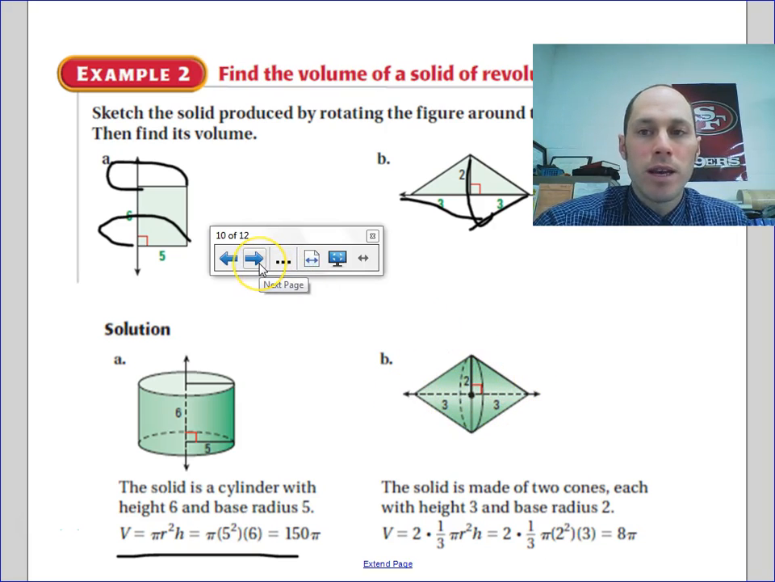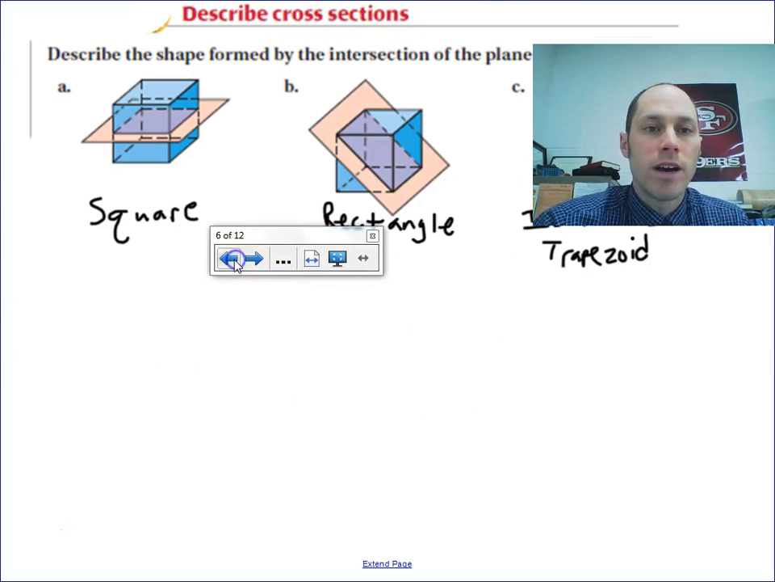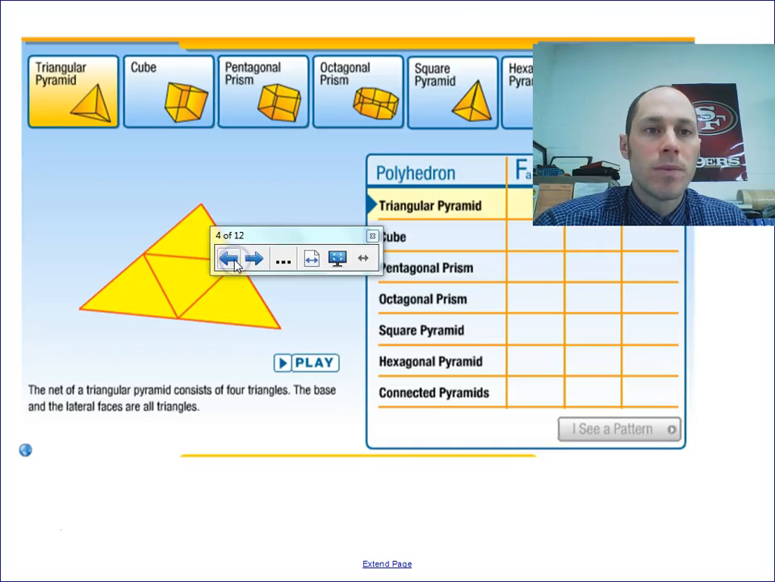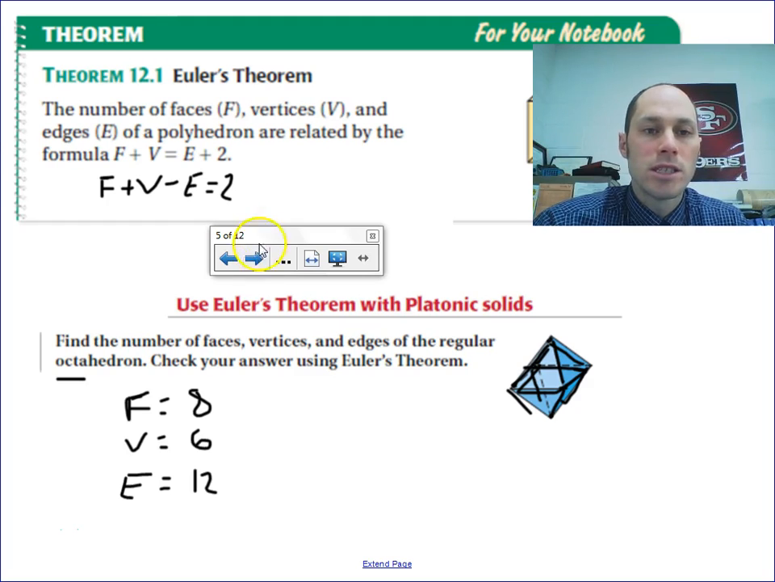All right, so we got a big introduction on solid figures, three-dimensional figures. We talked about how to classify polyhedra. We found out Euler's theorem for faces, vertices, and edges. And we also got into rotating two-dimensional objects. So we got a lot in this lesson. You'll do some work in your practice.